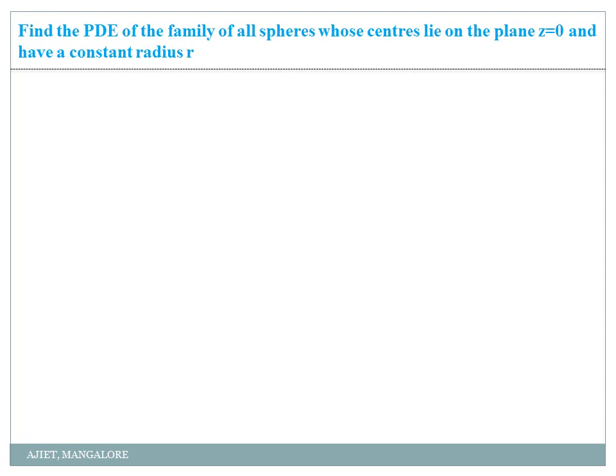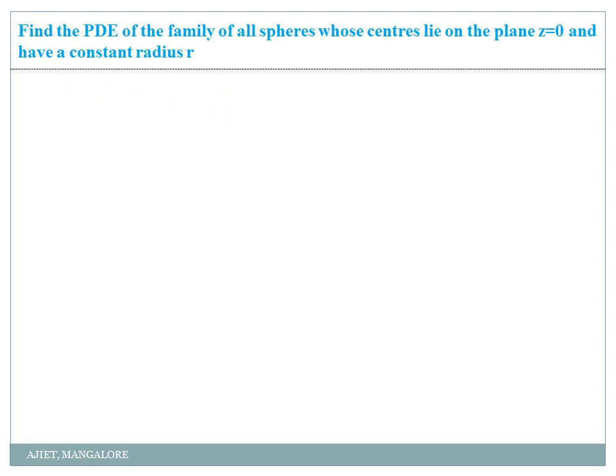One of the interesting and application oriented problems I have taken over here. Find the PDE of the family of all spheres whose center lies on the plane z equal to 0. What does it indicate? I am telling you an important point, my dear students. Just listen carefully. Center lies on z equal to 0 means what? Center lies on the xy plane. So center will be on the xy plane, z coordinate will be 0, with a constant radius.